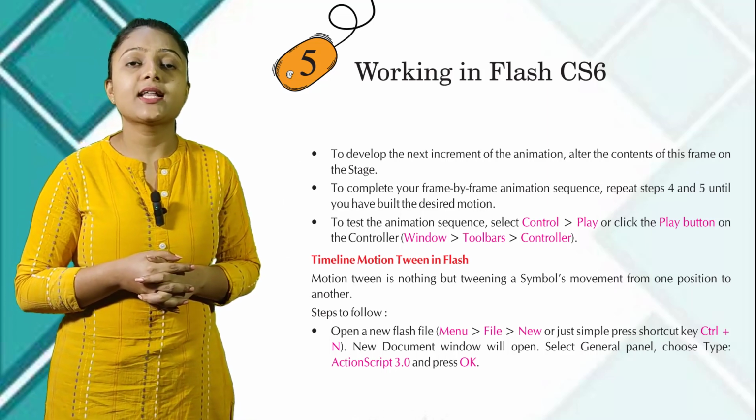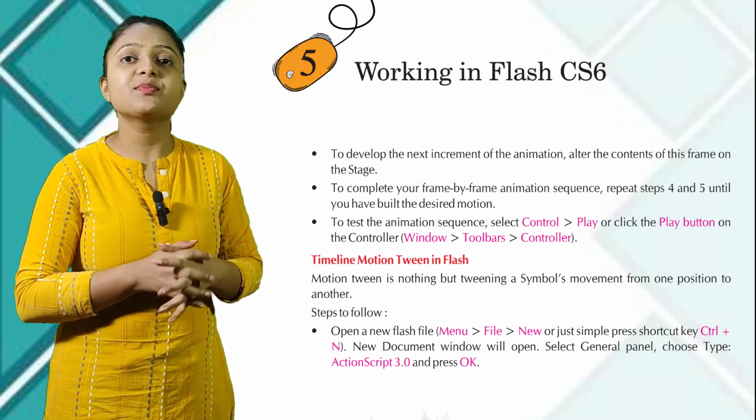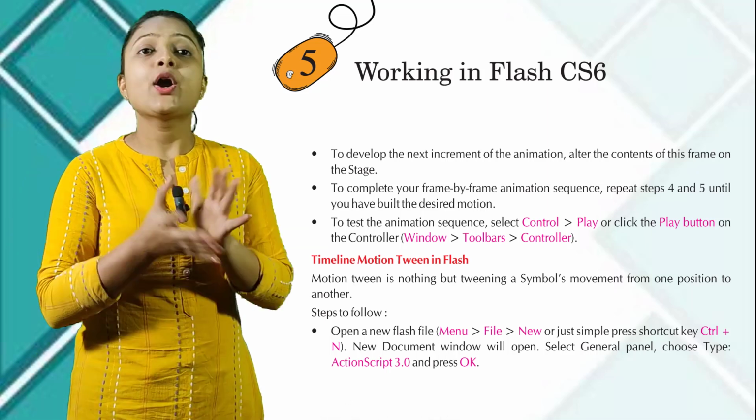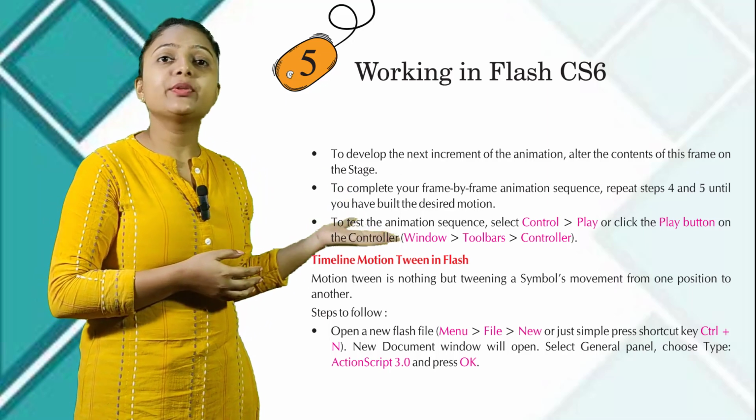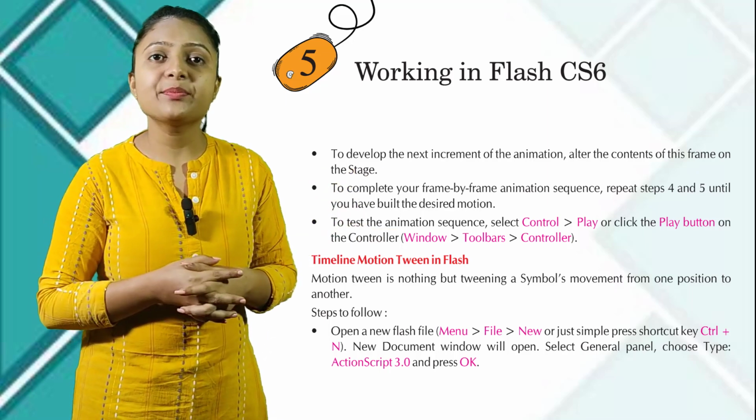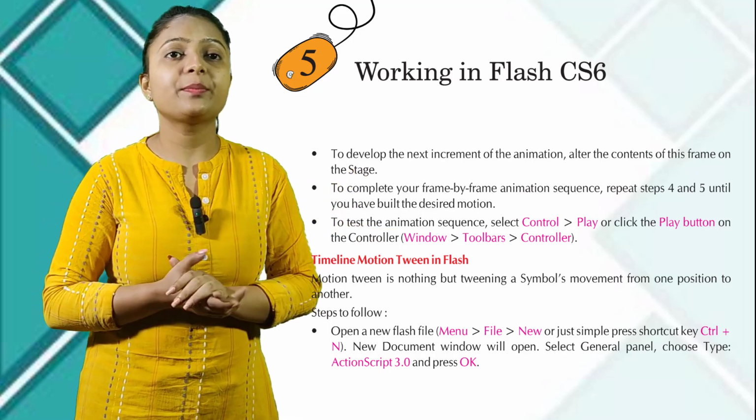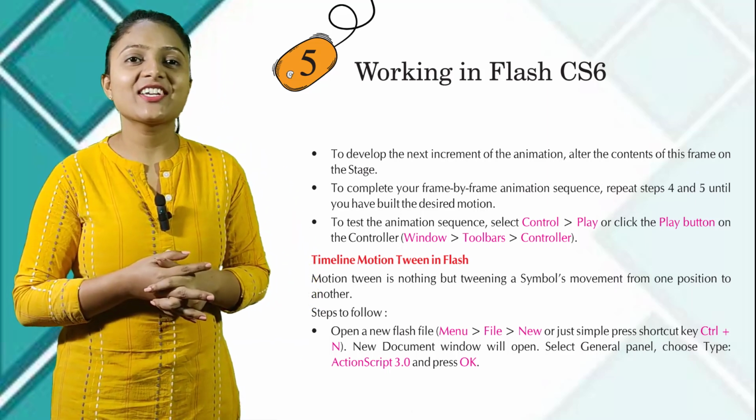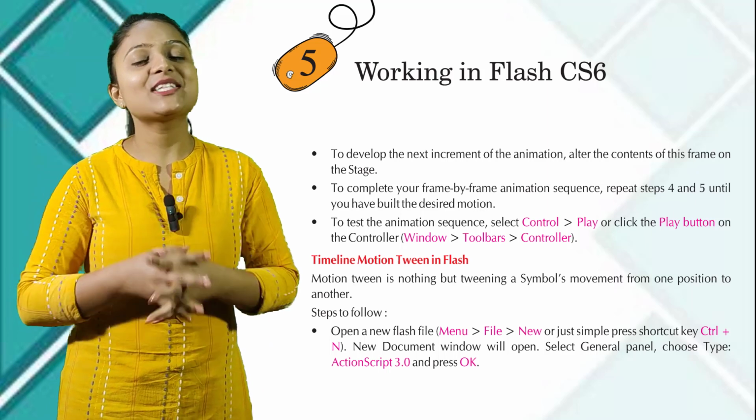Timeline motion tween in Flash. Motion tween is nothing but tweening a symbol's movement from one position to another. Steps to follow. Open a new Flash file: menu, then File, then New, or just press the shortcut key Ctrl+N. New document window will open. Choose Type ActionScript 3.0 and press OK.